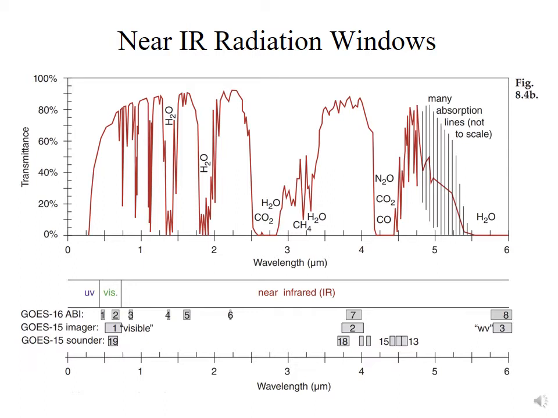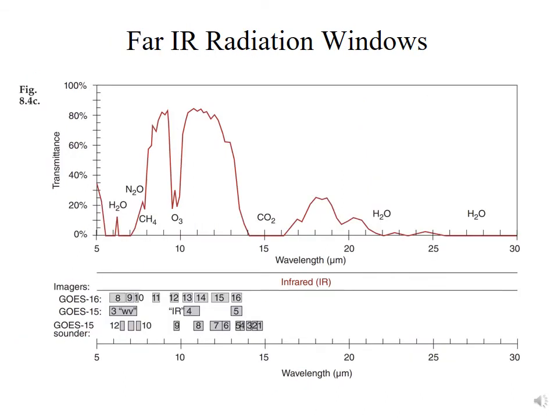We've got essentially a dirty window that includes absorption by methane and water. And then we have a window between about 3.5 and 4.2, followed by another opaque region. And then we have many, many absorption lines, which are very thin, for water vapor in the 4.75 to 5.5 micrometers.